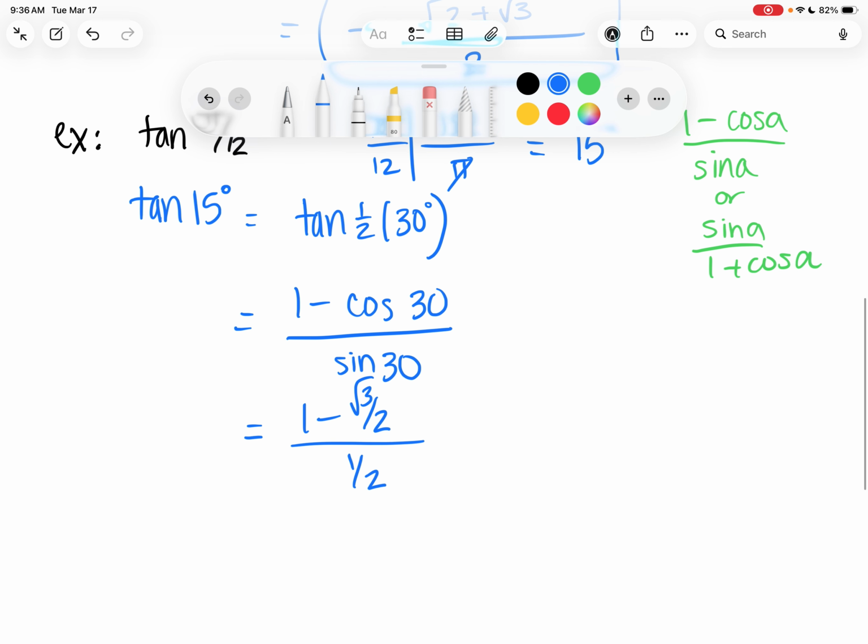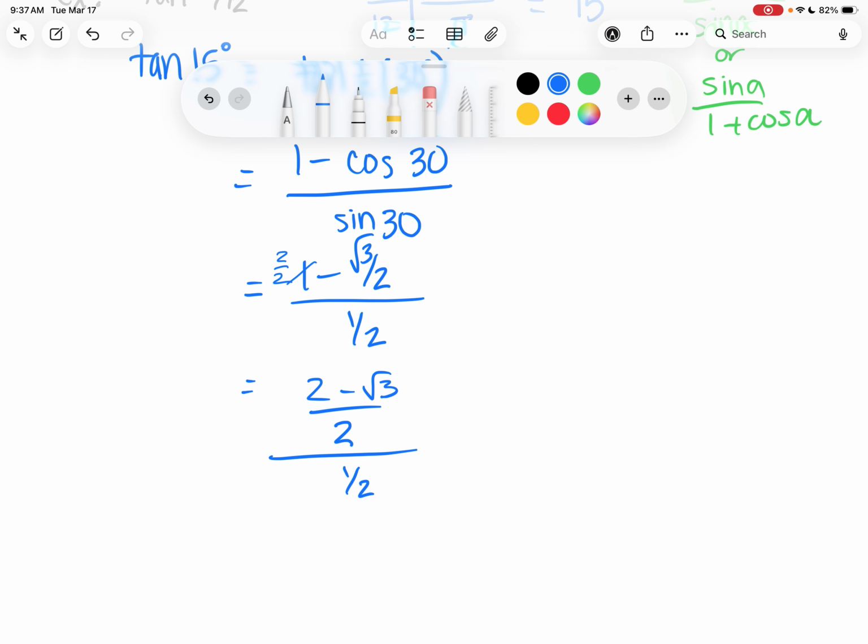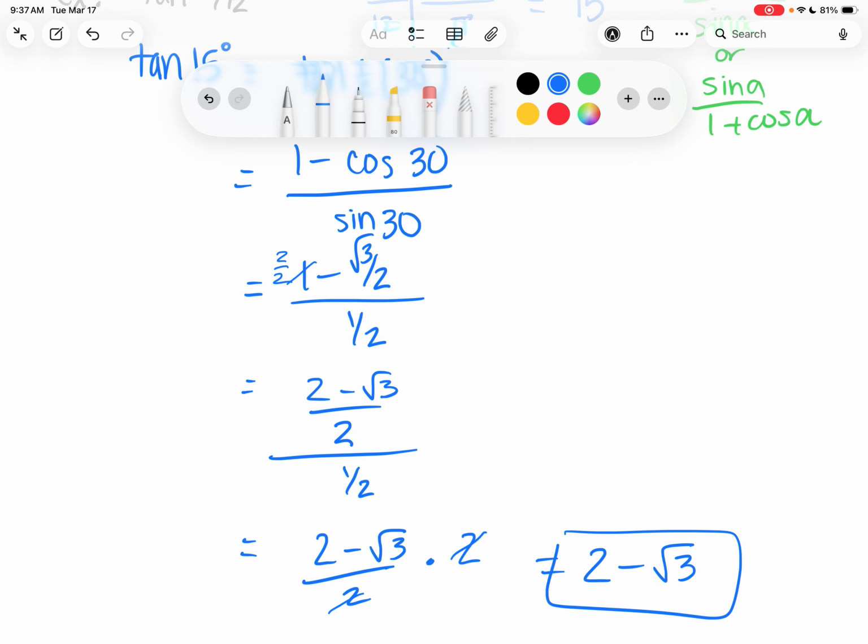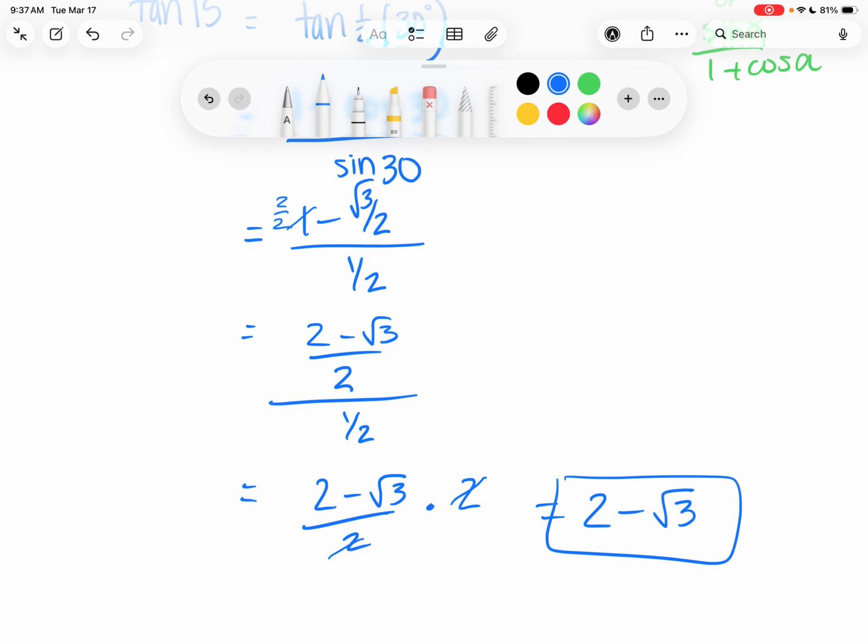I read it down. So again, I would get a common denominator on top here, so I would rewrite this as 2 over 2. So I end up with 2 minus root 3 over 2, all divided by 1/2. What happens when I divide by a fraction? Keep change flip, so I have 2 minus root 3 over 2 times 2. 2's cancel, and I end up with 2 minus root 3. Oh, wow. So mathematically, the tangent ones are easier.